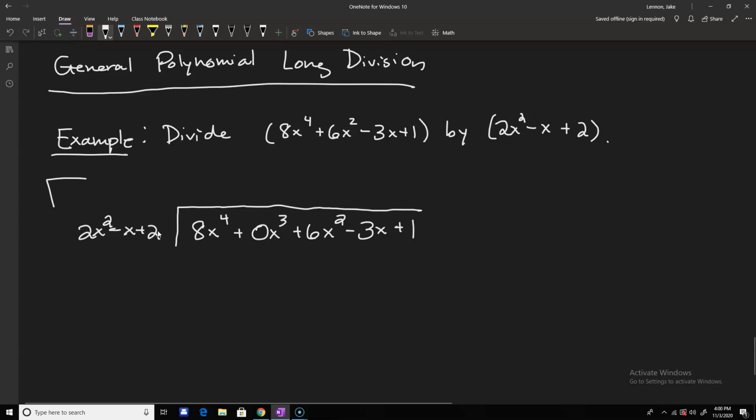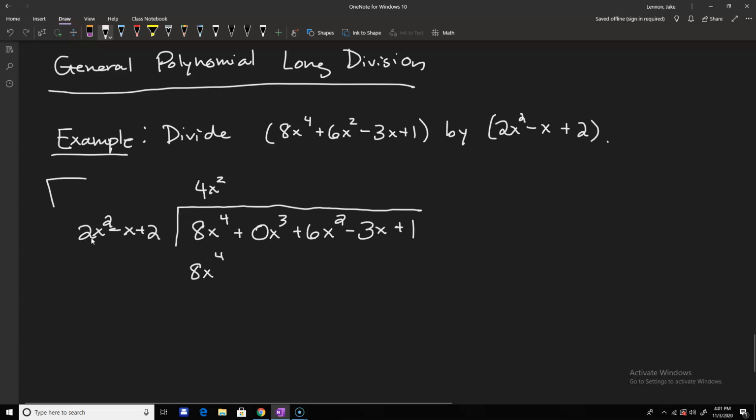Now, the thing is, we really only have to worry about the leading terms that we have. So this 2x squared, I just need to divide it into 8x to the fourth. And we're just kind of eliminating all of those leading terms as we go down the list. So what can I multiply 2x squared by to get 8x to the fourth? Well, that's going to be 4x squared. So if I do a 4x squared, I know 4x squared times 2x squared is going to give me an 8x to the fourth. But then I need to continue.